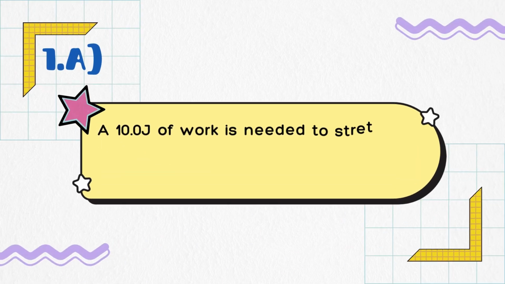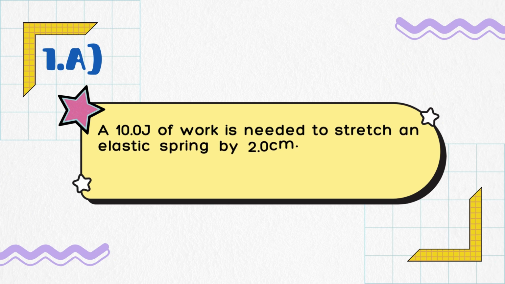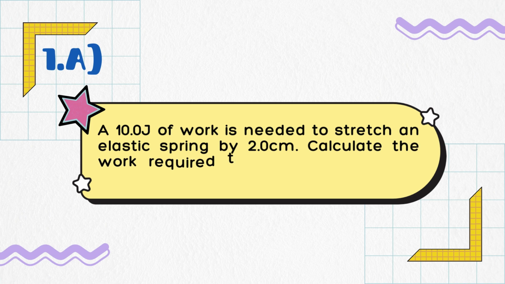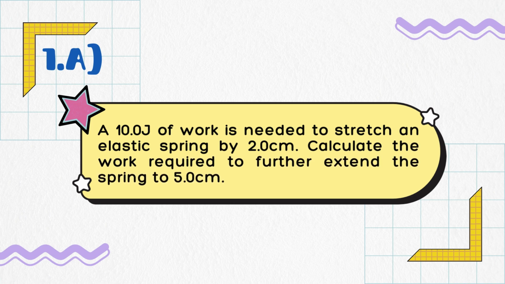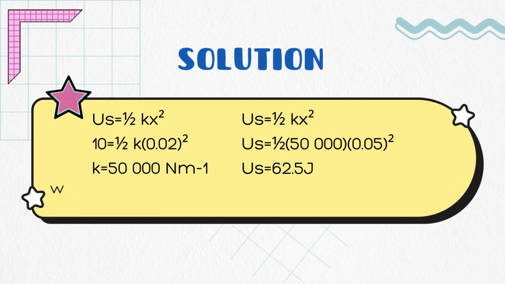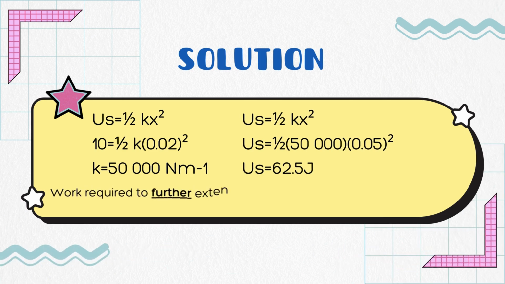For question 1a, 10 joules of work is needed to stretch an elastic spring by 2 cm. Calculate the work required to further extend the spring to 5 cm. When you apply a force to stretch a spring, you are doing work on the spring, and this work is stored in the spring as elastic potential energy. Therefore, we can use the formula U_s, which is elastic potential energy, equals 1/2 kx squared.